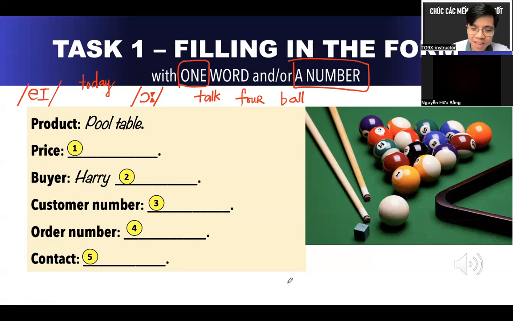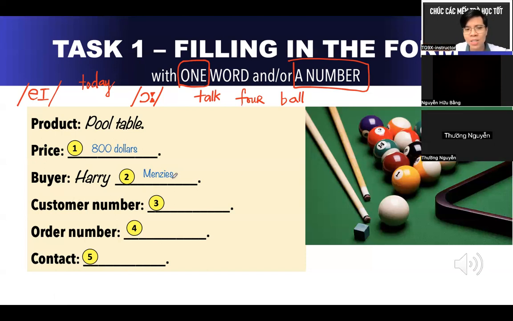So first of all, how much is the pool table? Can you turn on your mics and tell me? 9,000. 8,000. 8,000, that much? How much? 800. Oh, 800. $8,000. Oh, quite a lot of money. Number two. Harry Mancy. Messi. Just like this, okay? In case you missed the answer, you can listen at home again because this is quite simple.